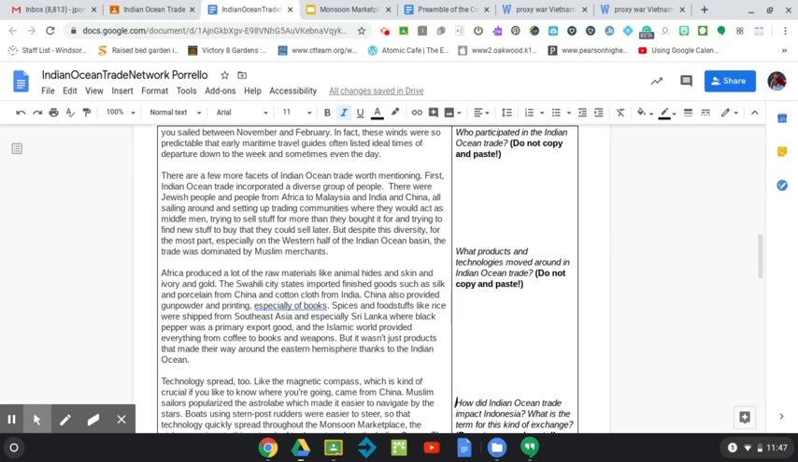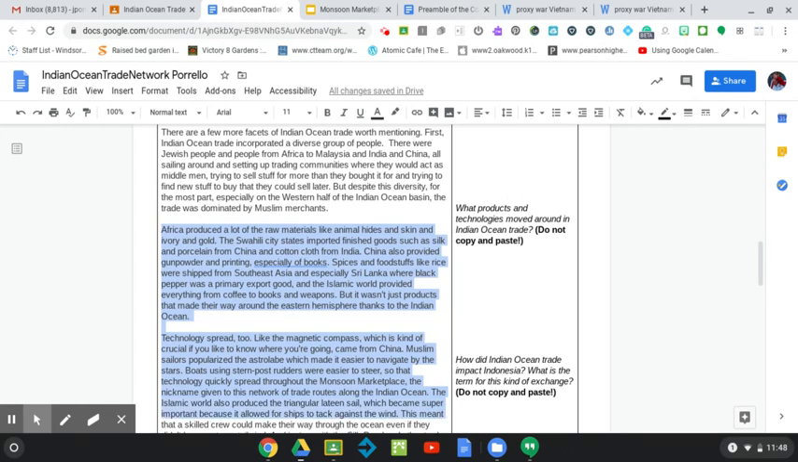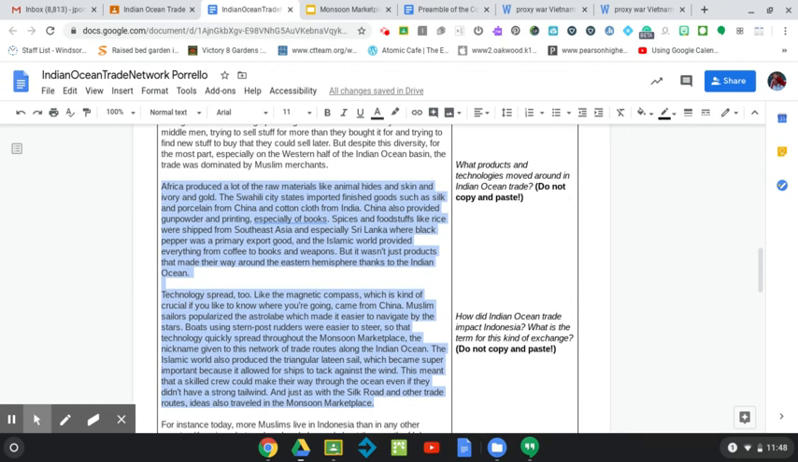Okay, now we're going to look at what products and technologies moved around the Indian Ocean. And we're going to be able to answer this question in the next two paragraphs. First paragraph is going to be about the products that were moved around the Indian Ocean trade. And the second paragraph is going to be the technology that spread. So I'd like you to just think about one thing each to write about. Okay. So let's think about what products moved around.